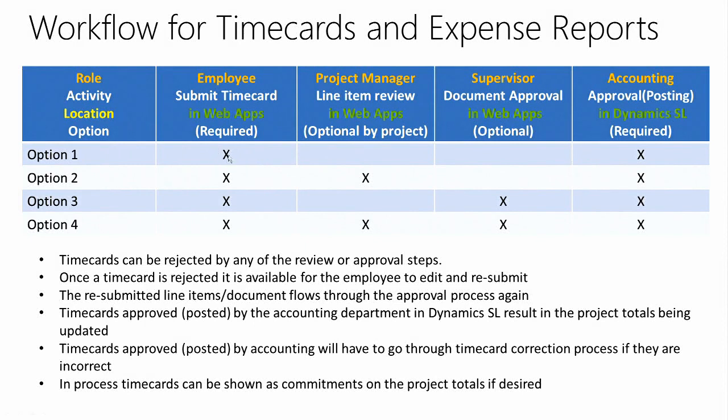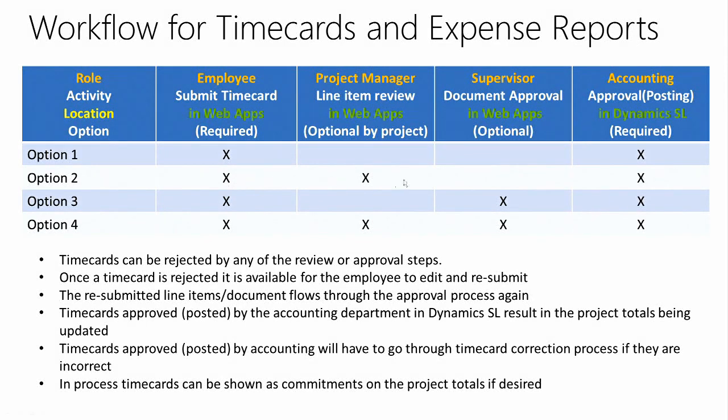In all instances, the employee would submit their time card through the web app. And then the shortest path is that no one else looks at it and our accounting team posts it. So that happens in Dynamics. And once it's posted, the project totals are updated. The second option is, well, we want our project managers to have the ability to review those before they're posted. So in this instance, the employee would submit their time card, but the project manager would review their line items. And once all the line items are reviewed, then accounting posts it.